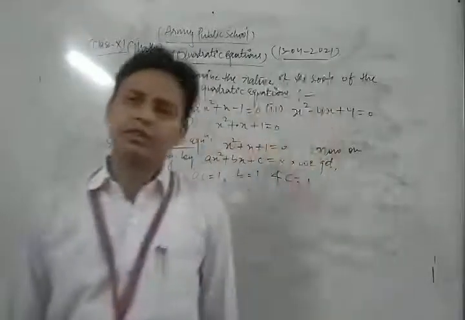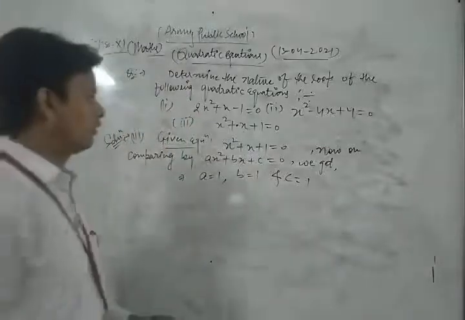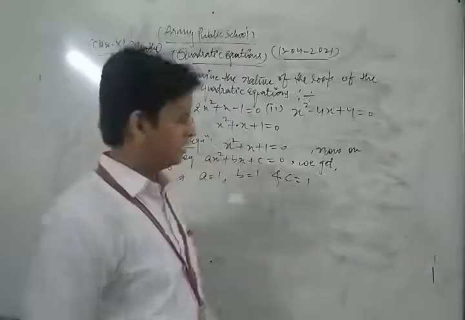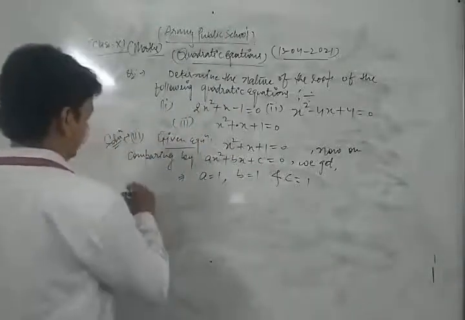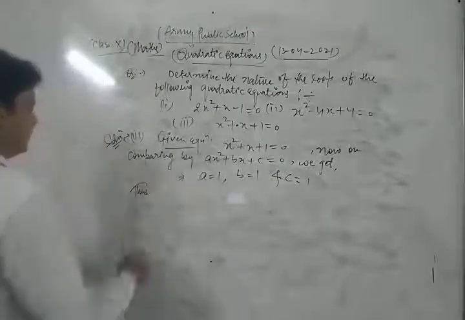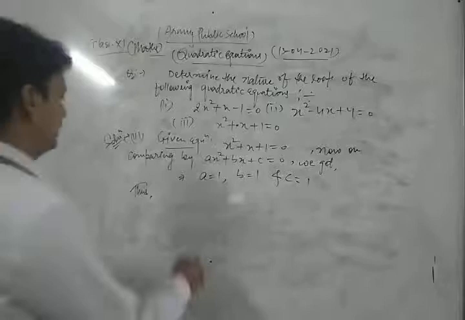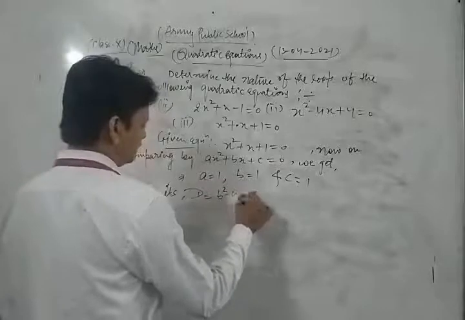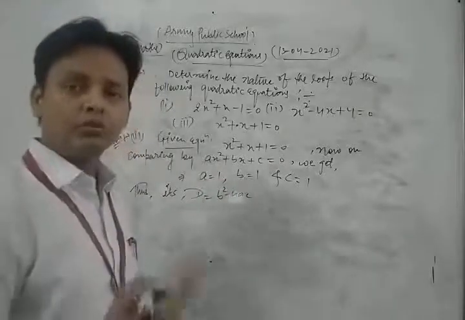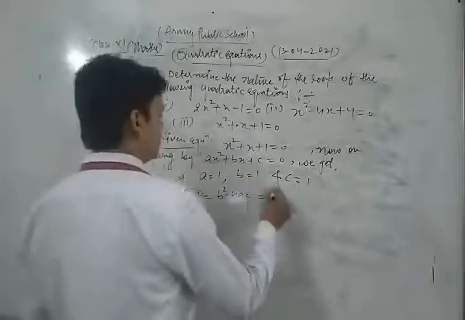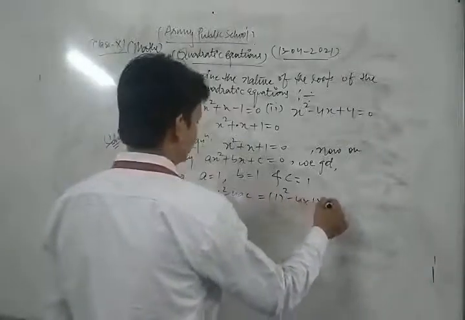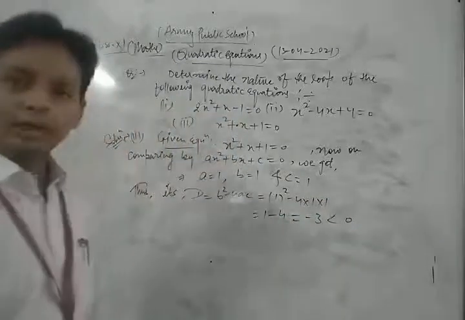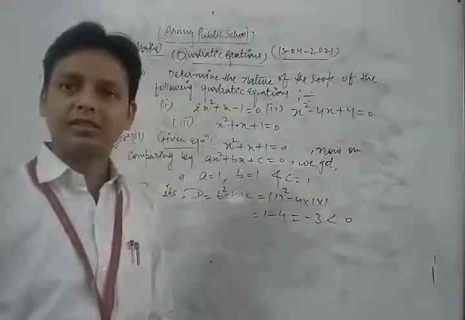Thus, in this ratio, we get the value of a, b and c. Now its discriminant D is equal to what? D is b square minus 4ac. Because we discuss the nature of the roots, we find its discriminant. Now the value of D is 1 square minus 4 into a is 1, c is 1. 1 minus 4, that is minus 3, which is less than 0. Minus 3 means negative, which is less than 0.